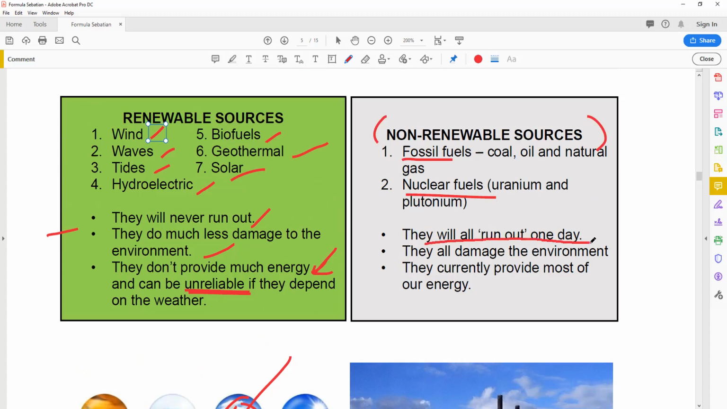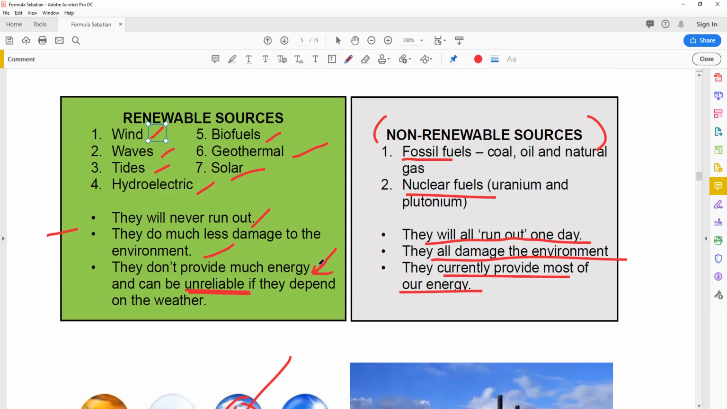They will eventually run out one day. They do a lot of damage to the environment, right? Because there's constantly carbon dioxide production, right? And they currently provide for most of our energy, because they are reliable, we can continuously burn fossil fuel 24/7. It means to say we'll continuously have electricity 24/7.